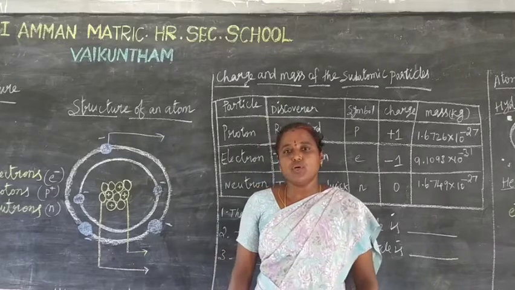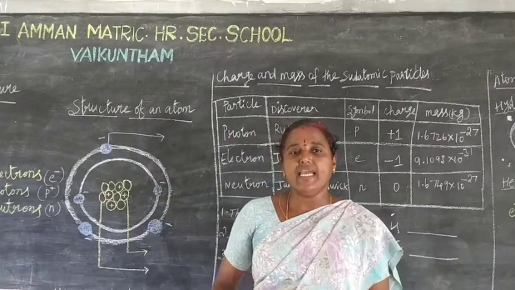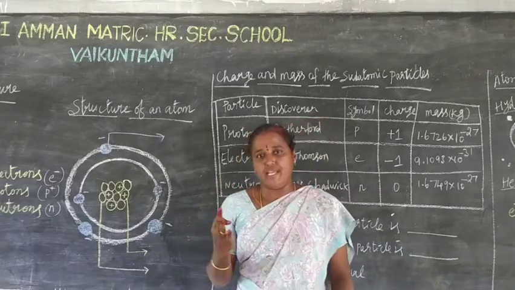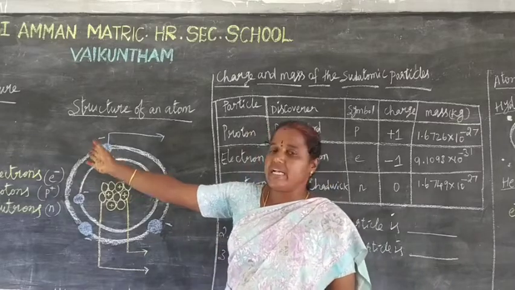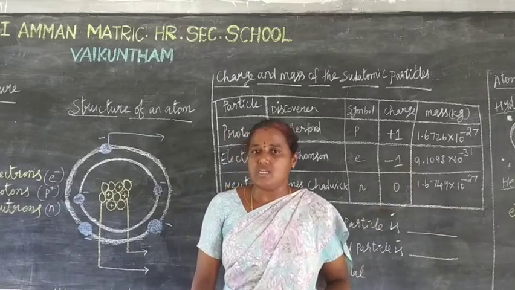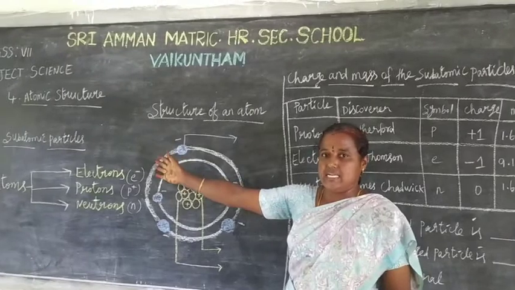In the last video, you have studied about Dalton's atomic theory, J.J. Thomson's theory and Rutherford's theory. Today we are going to discuss subatomic particles, atomic number and atomic mass. First we will see the subatomic particles.